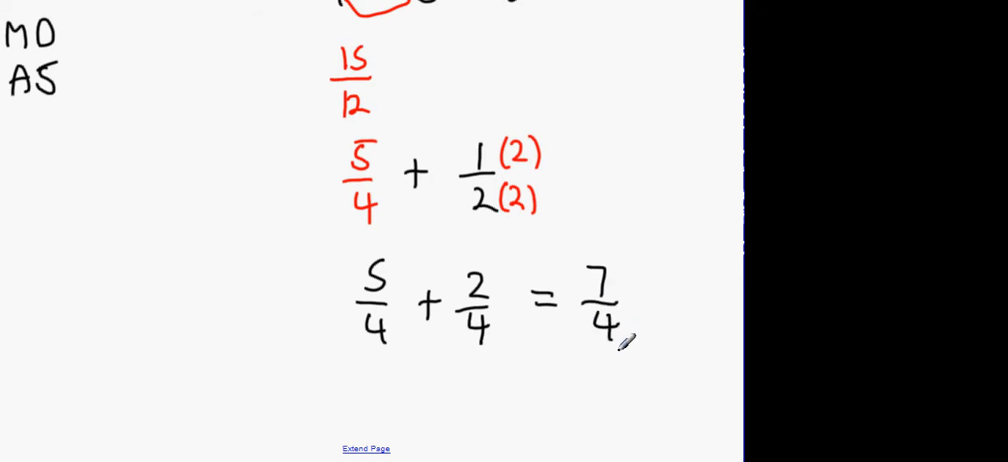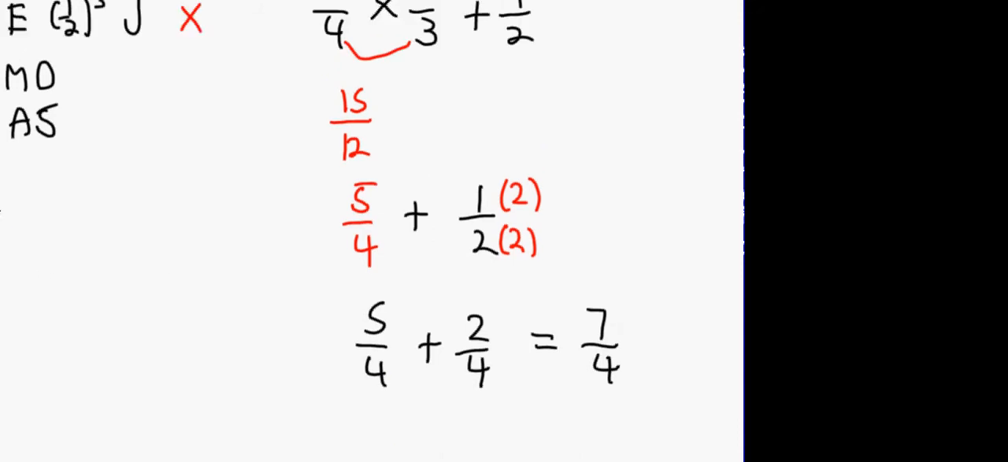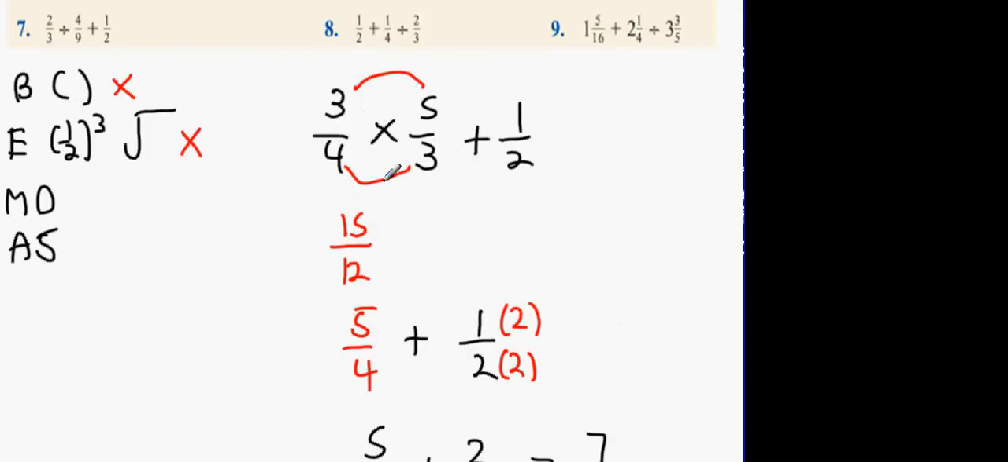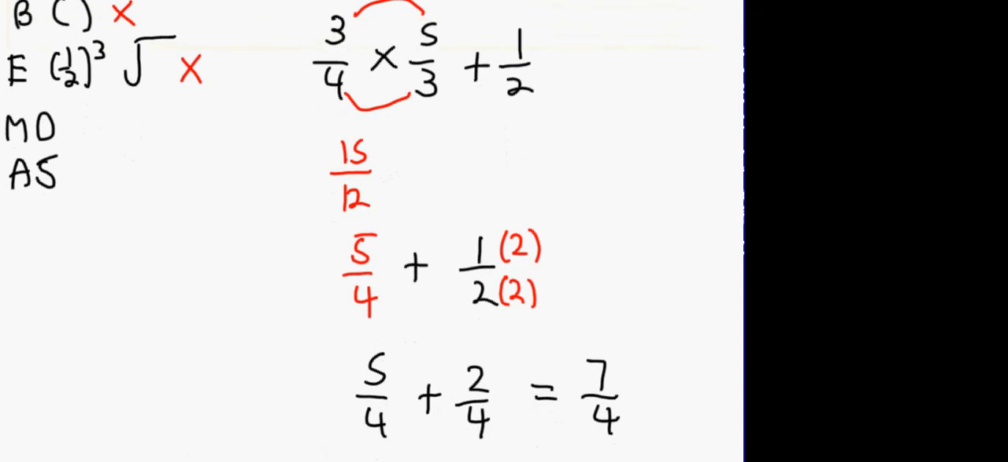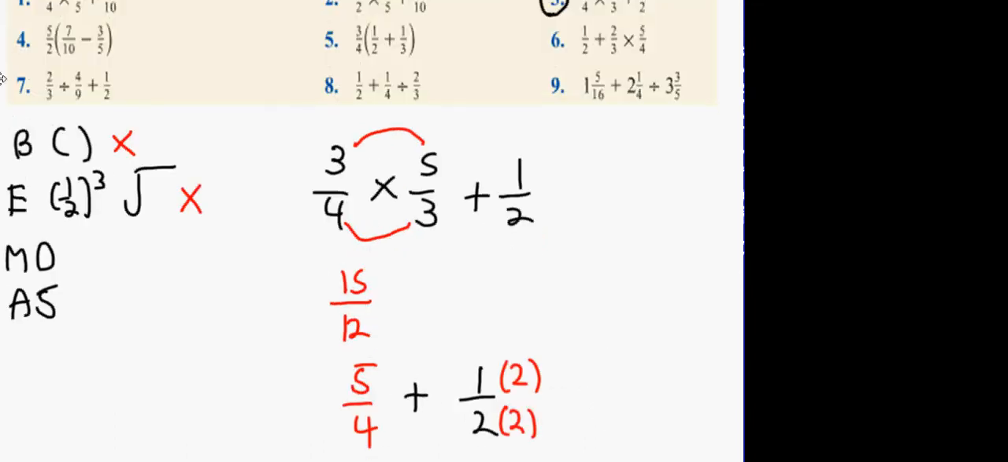Wait, how did you get 15 over 12? I got 15 over 12 by multiplying 3 by 5 and 4 by 3. Okay? And that leaves us with 7 over 4. Is everybody happy with that? Any questions? Okay, brilliant. Smart class. Now we go to the next one.